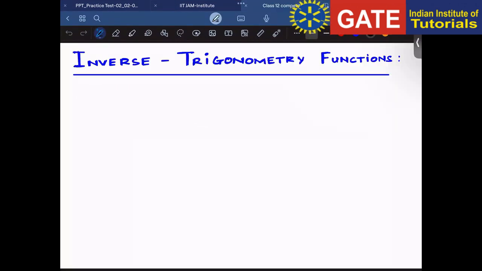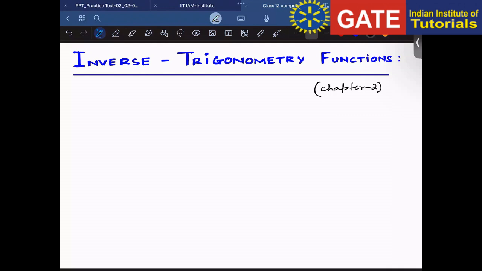Starting with the second topic. This is your chapter 2, inverse trigonometric function. Fine. Now, what are inverse trigonometric functions?